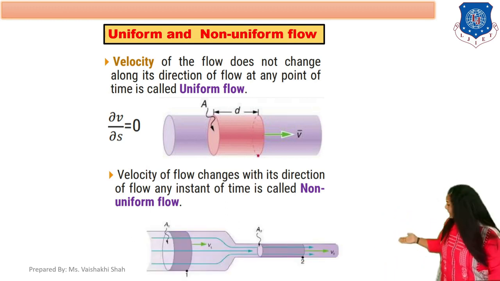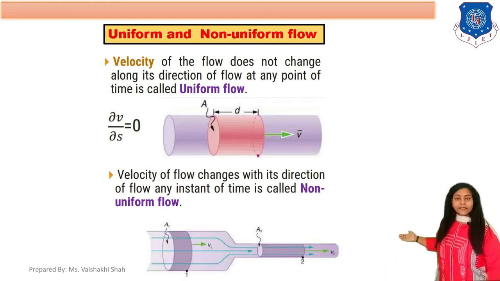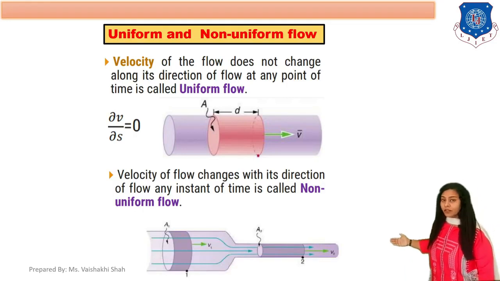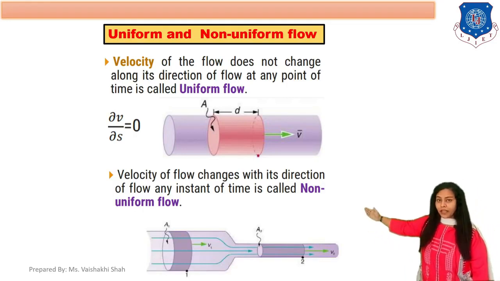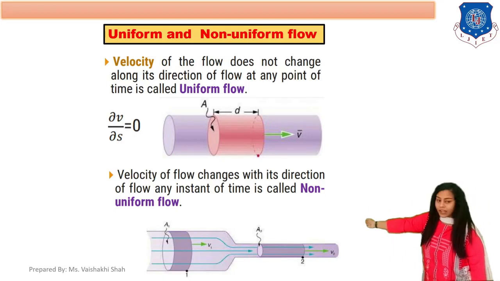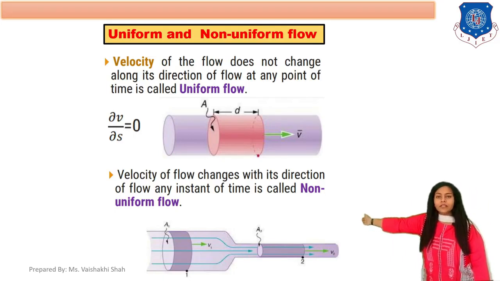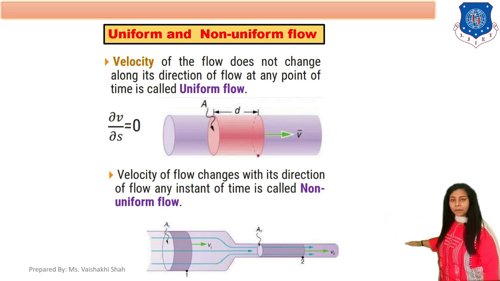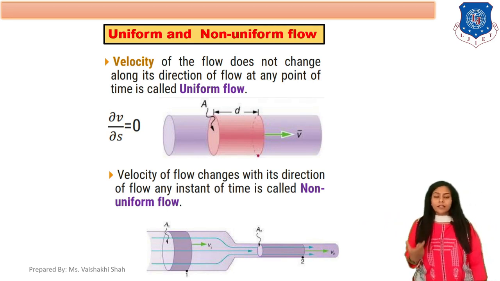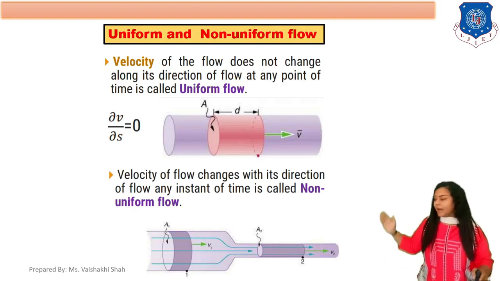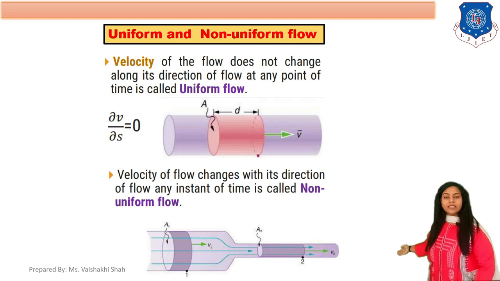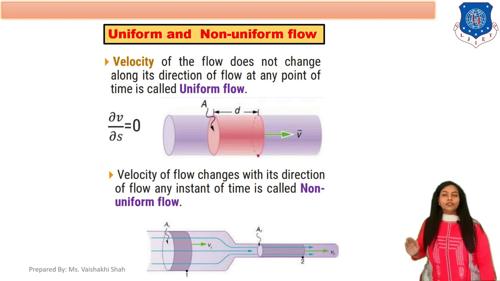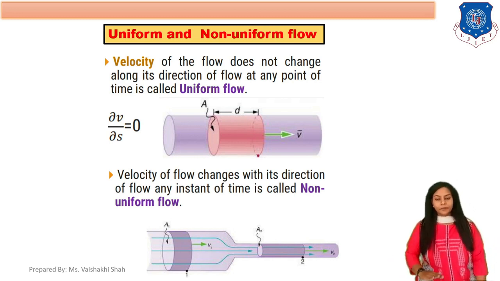For that, you can consider this diagram. There is a change in velocity over a length of the pipe. As you can see, when the fluid enters, the velocity of the fluid is V1, and in this second pipe the velocity of the fluid is V2. So there is a change of velocity in some length of the pipe at different points. This type of flow is called non-uniform flow.